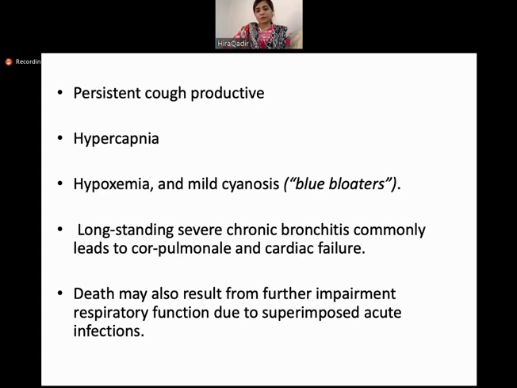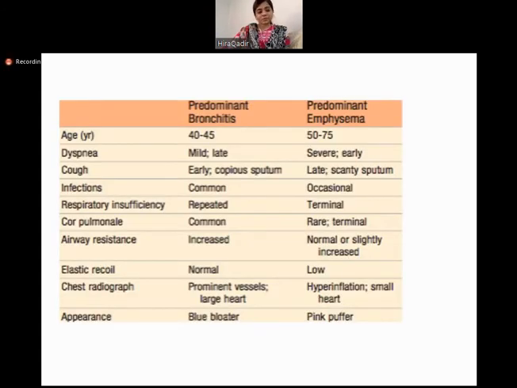Okay. Now this chart is good that differentiates between predominantly bronchitis and predominantly emphysema. How do you differentiate whether it is bronchitis or emphysema? You can see that dyspnea is more severe in emphysema. Why? Because there is more destruction of the alveolar wall, and the presentation is early, but age is almost the same. It's most early. It's quite late.